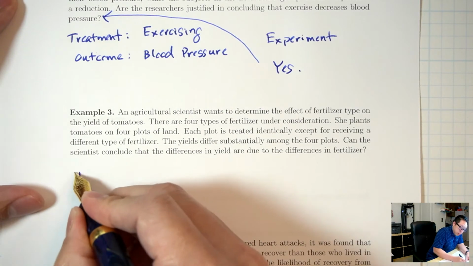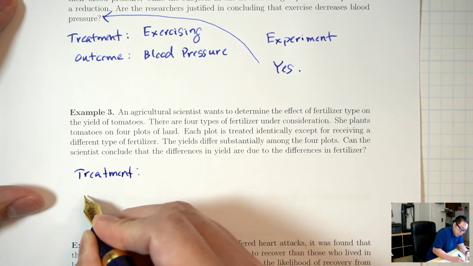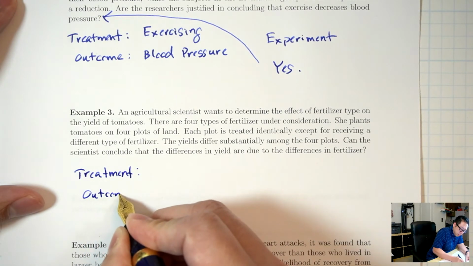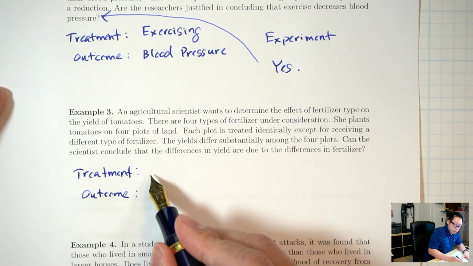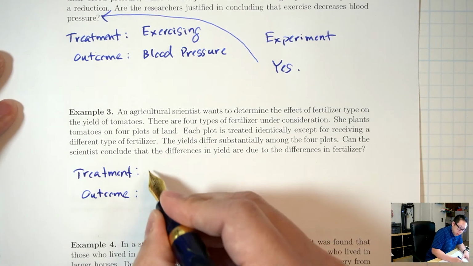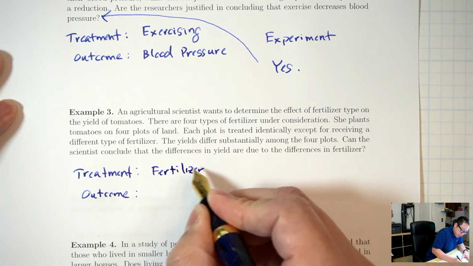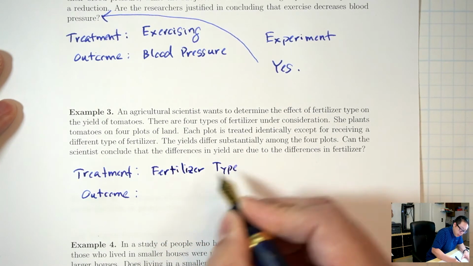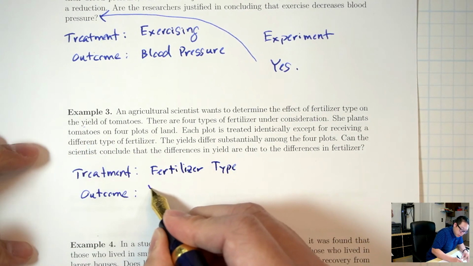Okay, what's the treatment and what is the outcome here? Okay, the basic question that the scientist is trying to ask is, does what affect what? Does blank affect blank? Does the fertilizer type affect how much tomatoes grow? So the yield of tomatoes.